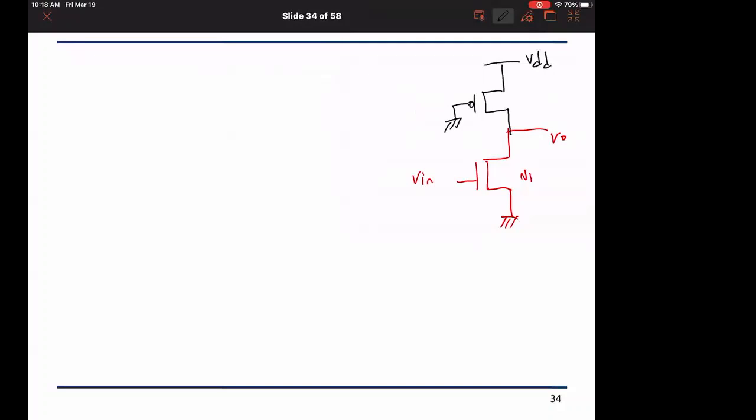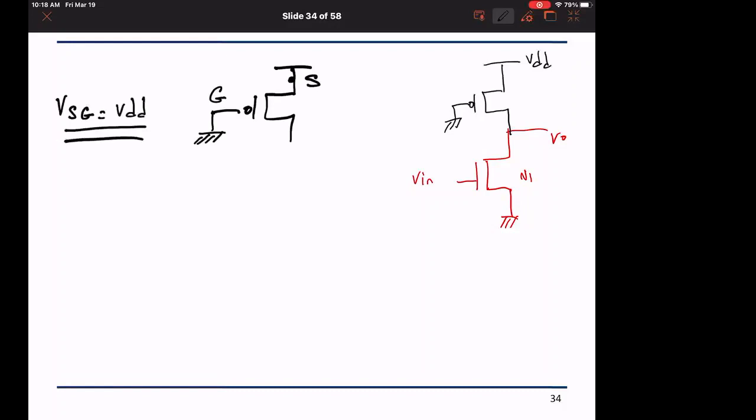Why do we choose to use a PMOS here? Let us see. For the PMOS, when it is pulling up the voltage, where is the S of the PMOS? And this is the gate of the PMOS, right? So VSG of the PMOS is equal to VDD, and it's always greater than the absolute value of VT, independent of VO. So this means I do not have any constraint on what VO is going to be, right?